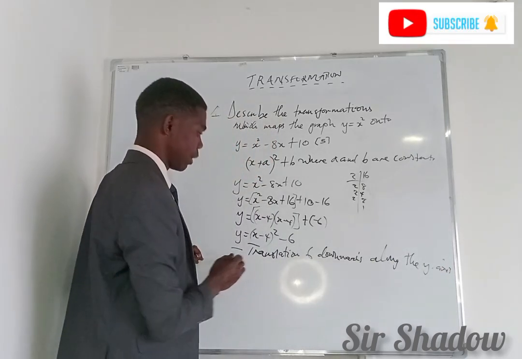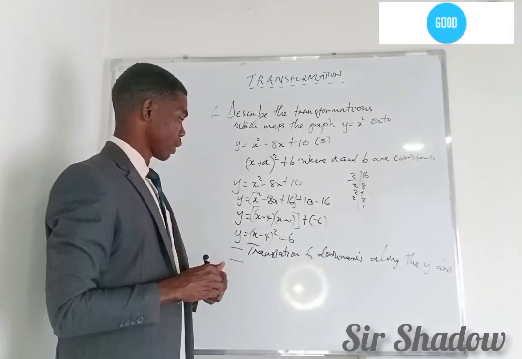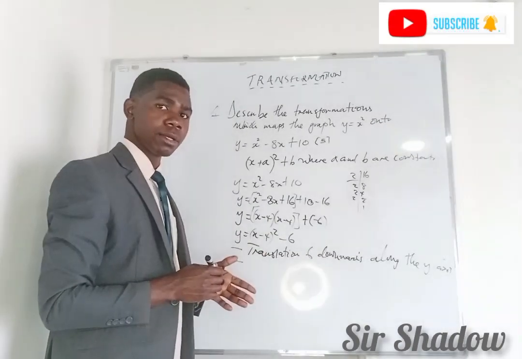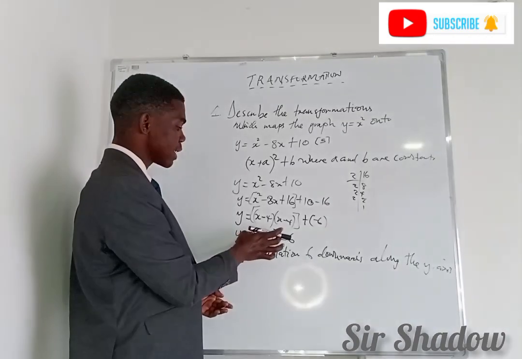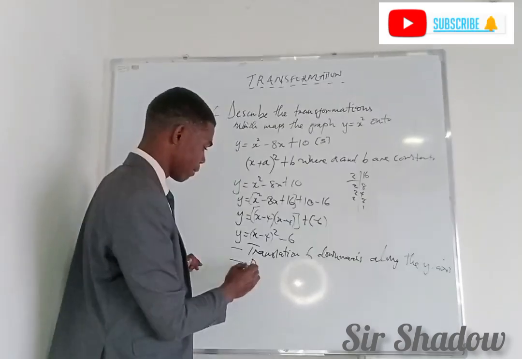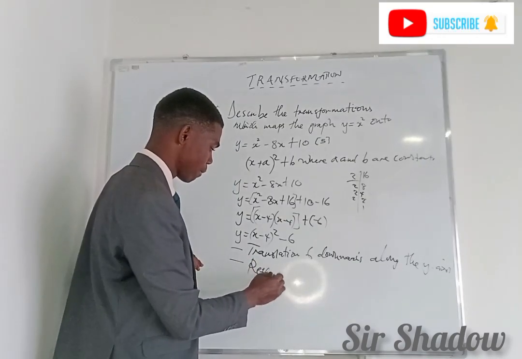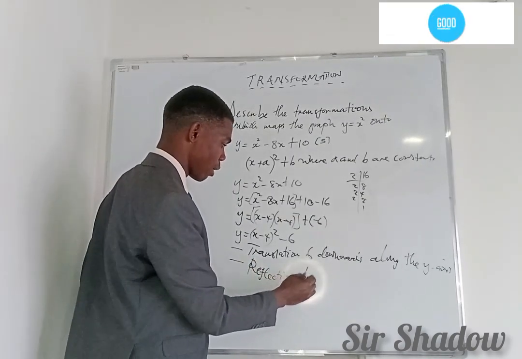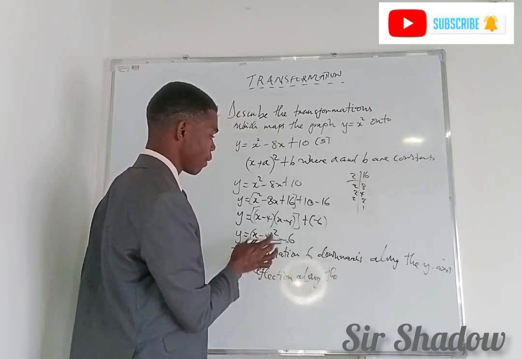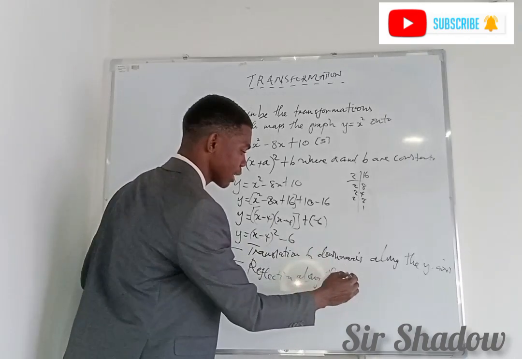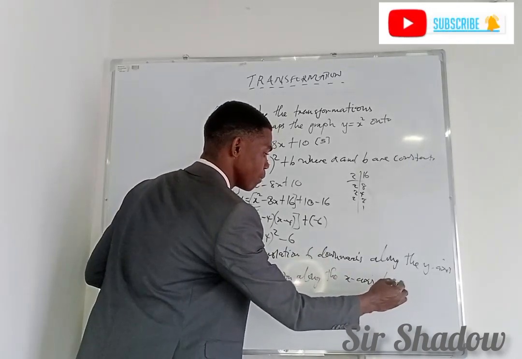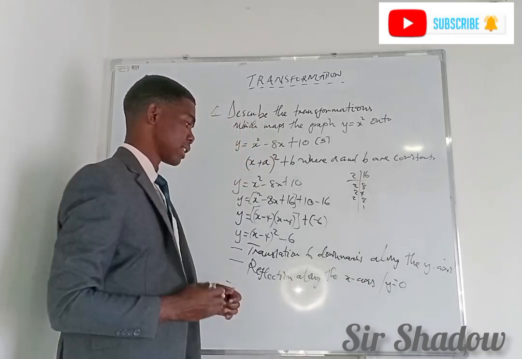Then second point, x subtracting 4 all squared is a symbol of reflection, so we have to write reflection. Since x minus 4 is guided by x, it means along the x-axis, or the line y equals 0.